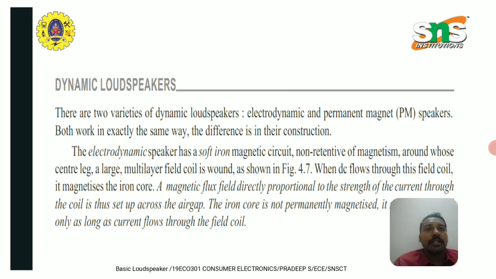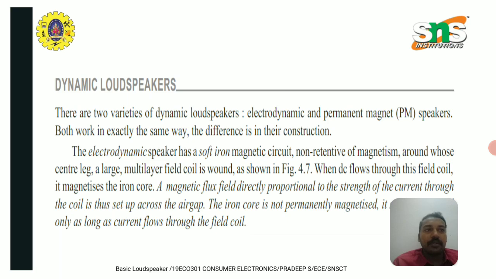Dynamic loudspeakers. There are two varieties of dynamic loudspeakers. One is electrodynamic and the second one is permanent magnet speakers. Both work in exactly the same way. The difference is in their construction. The electrodynamic speaker has a soft iron magnet circuit, non-retentive of magnetism, around whose center leg a large multilayer field coil is wound.